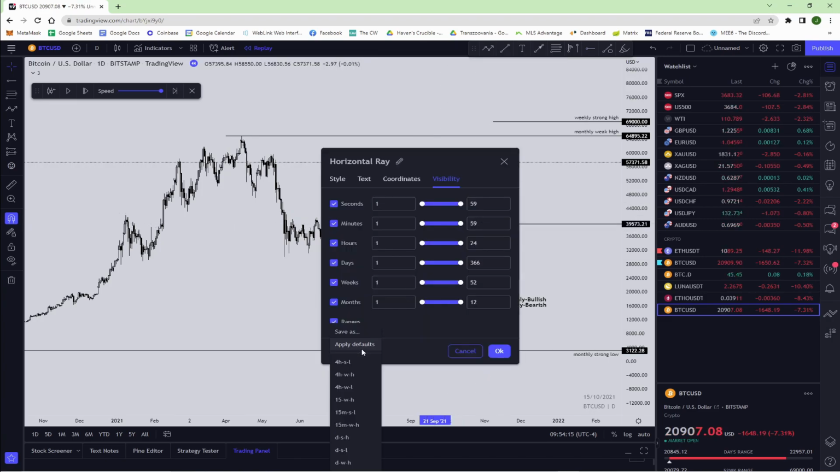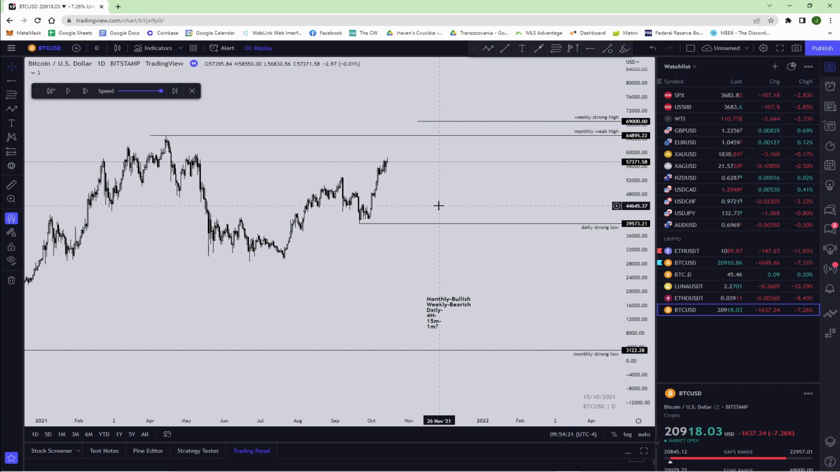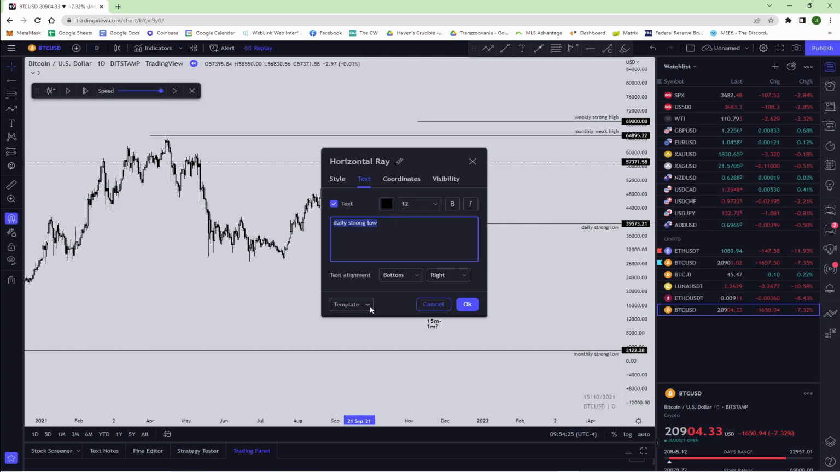Which, by the way, by all means, save yourself some templates to help you save yourself some time from typing. Here's how you do it. Double click, type in what you want to do, save template, and then just type it in here. I haven't actually done it for all time frames, but you can see I'm kind of getting started here.